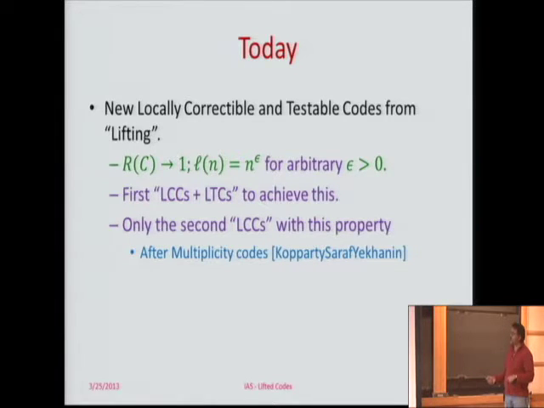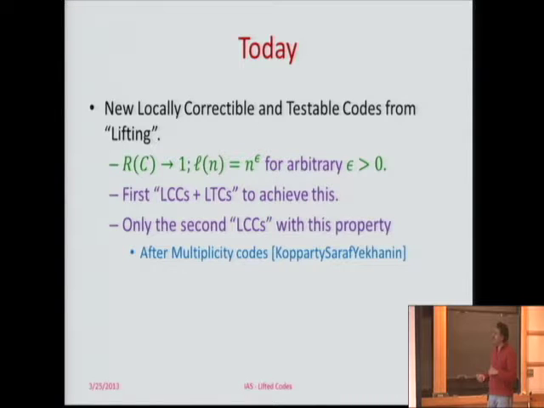The rate of these codes is going to be again approaching 1, just like in the construction of Swastik and Shubhangi. The locality will be n to the epsilon, again similar. The one advantage we seem to have is that, at least as far as I know, and I think Swastik is working actively on this to see if the multiplicity codes are testable or not, we don't know that they are testable so far. Is that correct, Swastik?